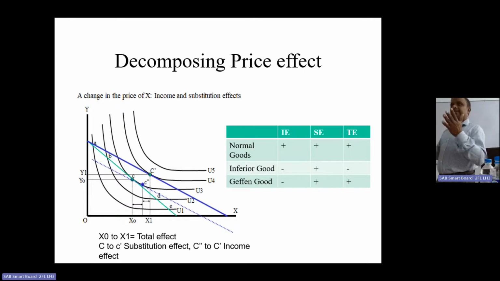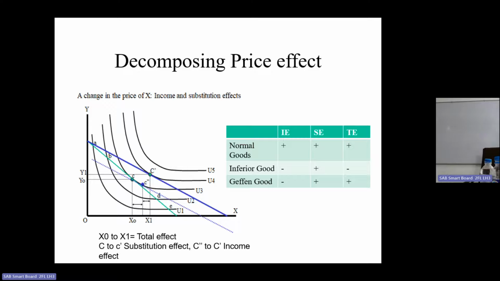Now we need to separate these two effects. So how do we clearly identify these two effects separately? That is the problem. Now we are going to identify two separate points. Here we take the initial point. You know that these U1, U2, U3 represent the indifference map. Indifference map, can you remember?